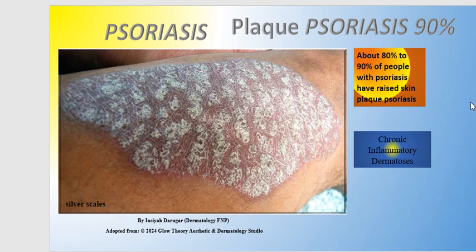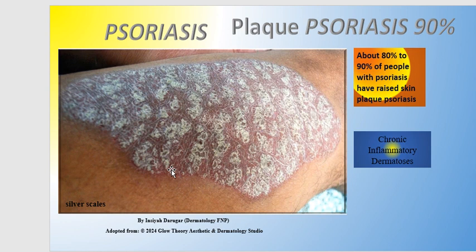In this lecture, I'm going to talk about psoriasis. Psoriasis is a chronic inflammatory dermatosis. As you may know, about 80 to 90% of people with psoriasis have raised skin plaques.